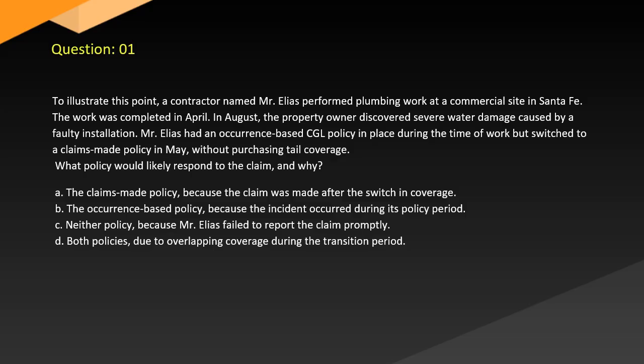Question 1. To illustrate this point, a contractor named Mr. Elias performed plumbing work at a commercial site in Santa Fe. The work was completed in April. In August, the property owner discovered severe water damage caused by a faulty installation. Mr. Elias had an occurrence-based CGL policy in place during the time of work, but switched to a claims-made policy in May without purchasing tail coverage. What policy would likely respond to the claim and why?